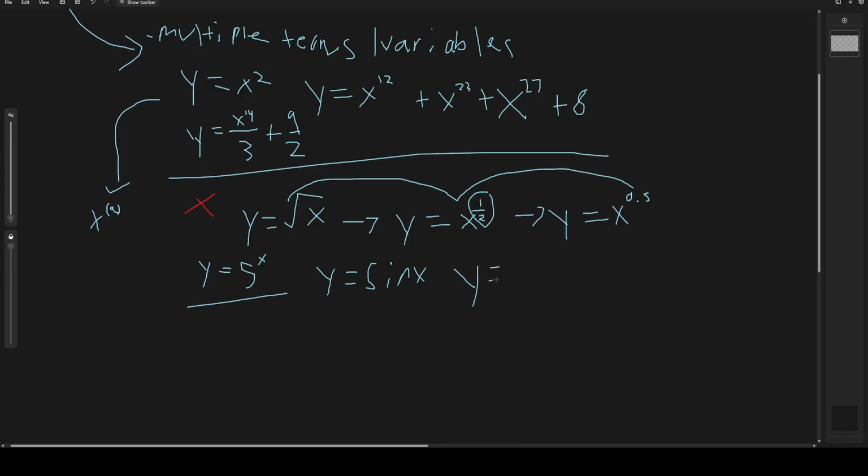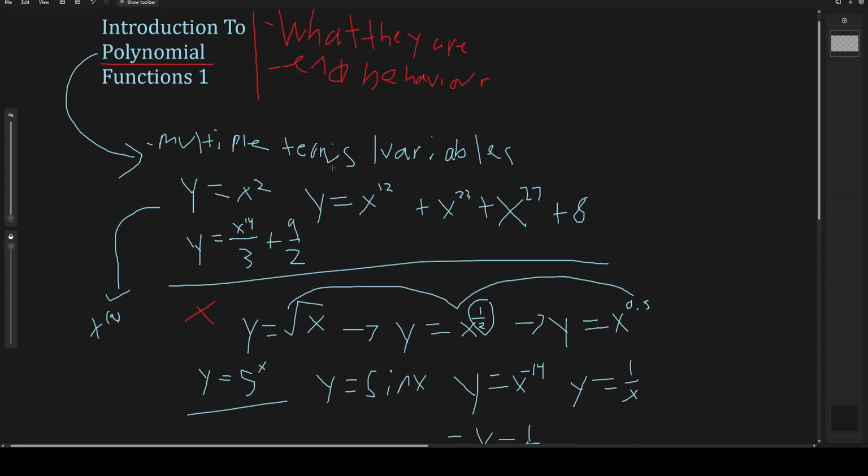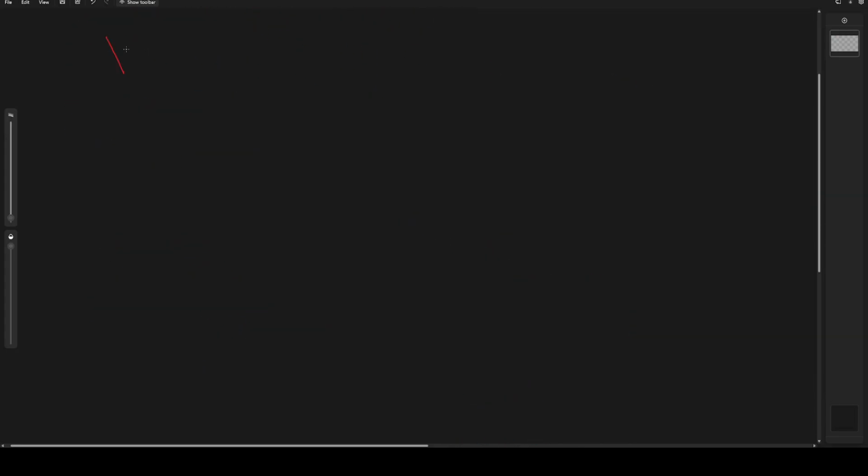Also, you can't have a negative as the exponent, because this would just be like y equals 1 over x, right? Because this simplified is just going to be y equals 1 over x to the power of 14. And we can't have that. That's not a polynomial function. Okay, so this is something you need to recognize if you're looking at polynomial functions.